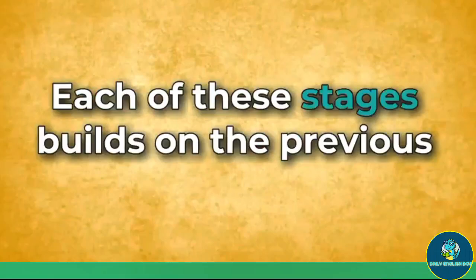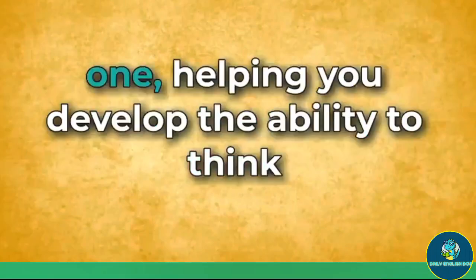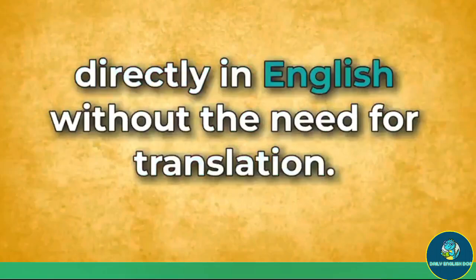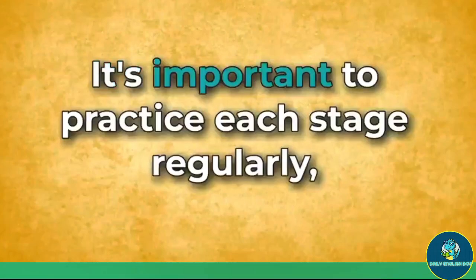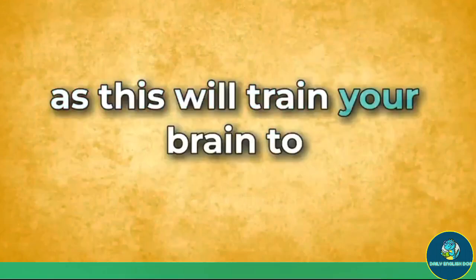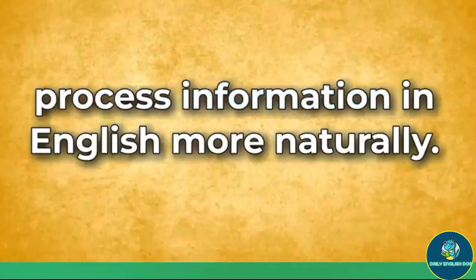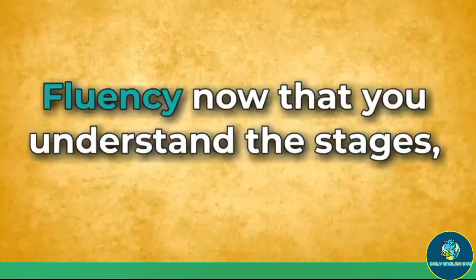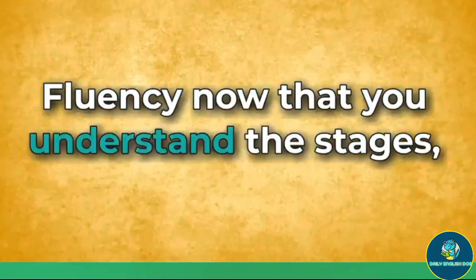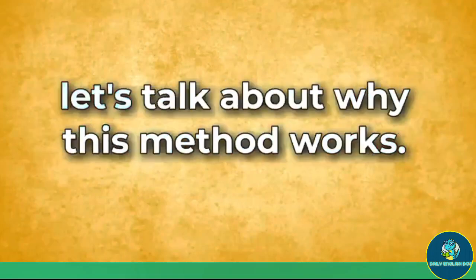Each of these stages builds on the previous one, helping you develop the ability to think directly in English without the need for translation. It's important to practice each stage regularly, as this will train your brain to process information in English more naturally. Why thinking in English is essential for fluency. Now that you understand the stages, let's talk about why this method works.